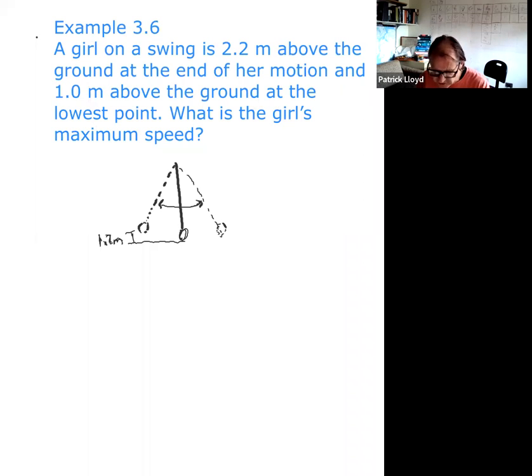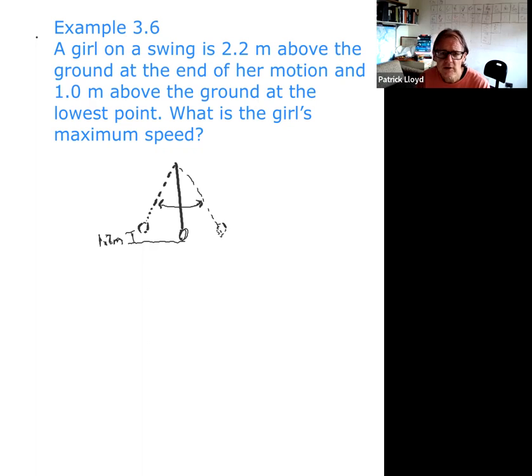Okay, so this is example 3.6, and we're going to get at the issue here of potential energy and kinetic energy and how they relate to each other. A girl on a swing is 2.2 meters above the ground at the end of her motion and 1.0 meters above the ground at the lowest point. What is the girl's maximum speed?